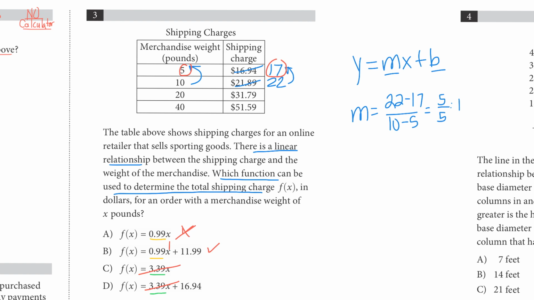So in this problem, it looks like the answer should be, if x is 5, you're going to have 5 times 1 plus 11.99, we said that's 12. That's going to give you 17, which is what we had up here. So it should be answer B. It should be pretty obvious that the y-intercept is some number other than 0. So you would just pick B at this point.